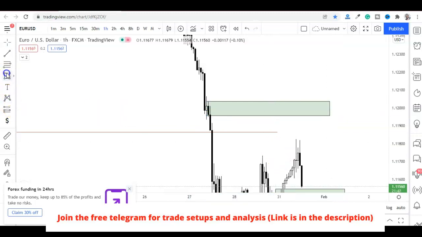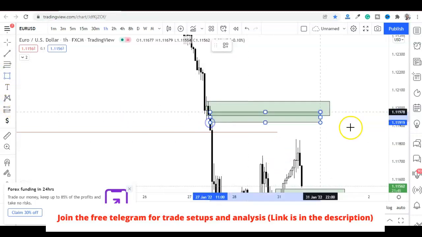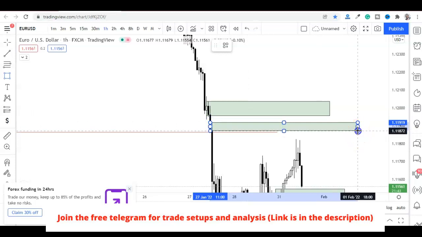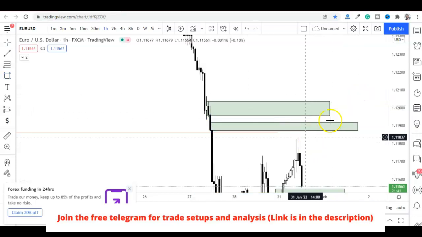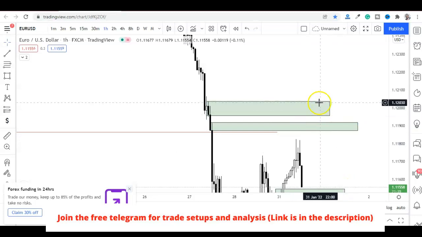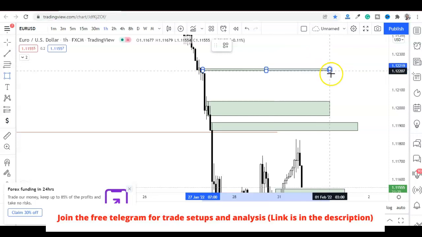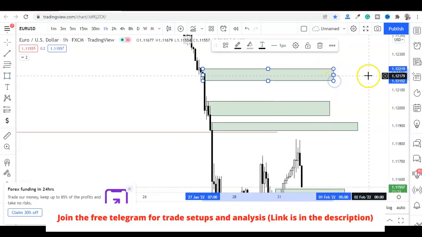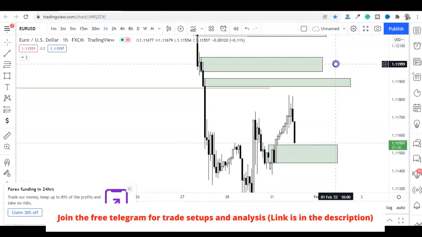We have this hidden base here. Okay, we can target this. We can expect a sell from here, and we can also expect a sell from this zone here. So this is what I'm looking at for Euro USD.